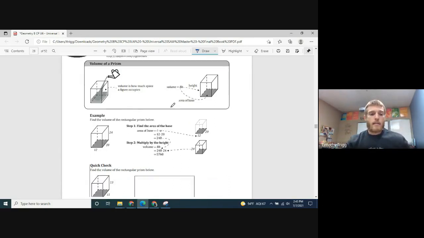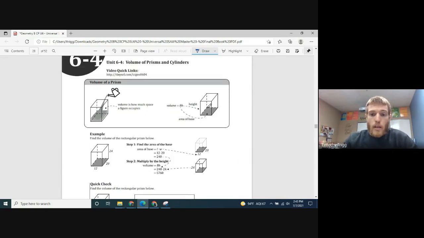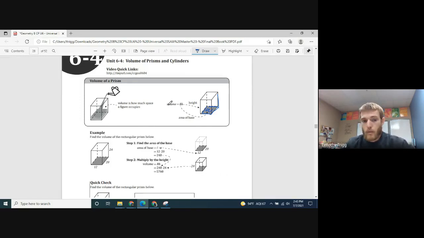Now, how do we find the volume of prisms? All you do is find the area of the base and multiply by the height. So for volume, it's the area of the base times the height. In this case, the base is a rectangle, so you just need to know how to find the area of that rectangle and then multiply by the height. If the base is a circle, you'd find the area of that circle times the height. If the base is a triangle, you'd find the area of that triangle times the height. So for volume, it's very similar for a lot of different shapes.